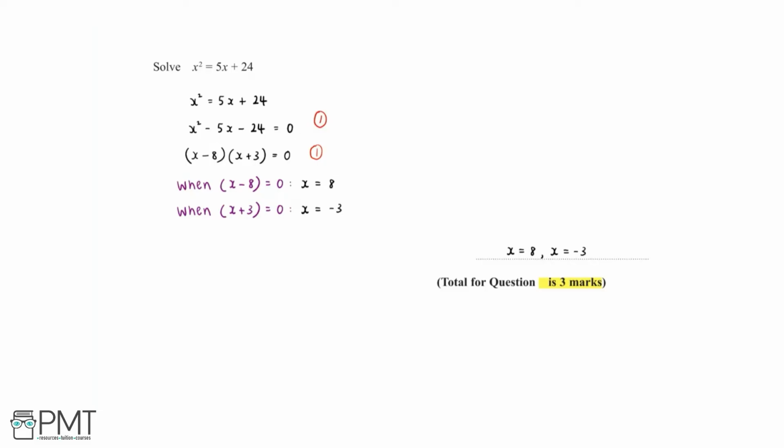And we get the third mark for using our factorised form in order to find that x is equal to 8 and that x is equal to minus 3. Allowing us to get the full 3 marks needed in this question.